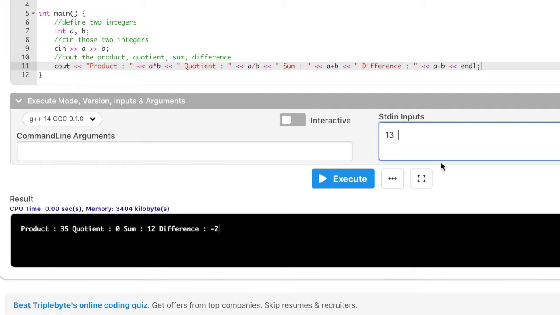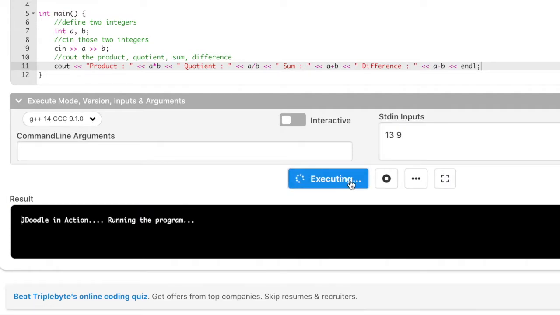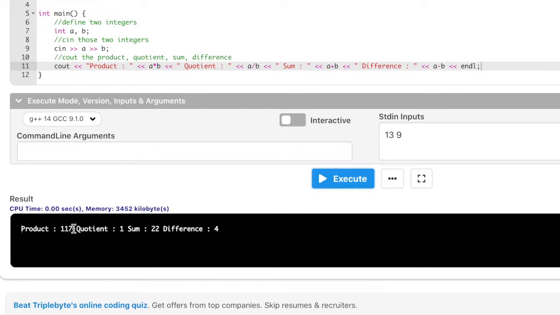Now let's try 13 and 9. So the product is 117. The quotient is 1, again because 13 divided by 9 gives you 1, remainder 4, and basically it just truncates the remainder 4. Then the sum is 22, and the difference is 4.